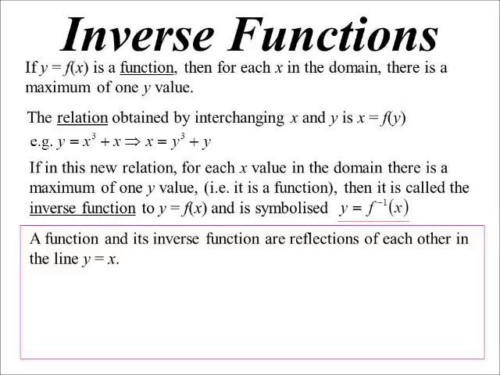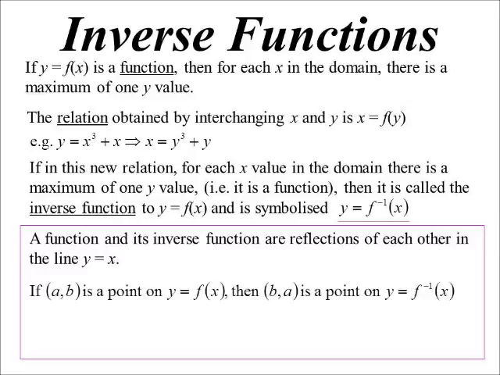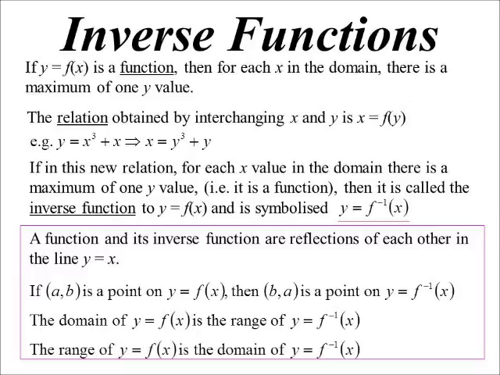If we were to look at both on one number plane, then the function and the inverse function would be reflected in the line y equals x. Do you remember we said we obtain them by swapping the x and the y value? So obviously on the line y equals x, those are the same anyway. And so that becomes the reflection point for this new inverse function. So if AB is on the original graph, then BA would be on the new inverse. And the domain of the original would become the range of the inverse, and the range of the original becomes the domain of the inverse. So basically all the x's and the y's are swapping round.